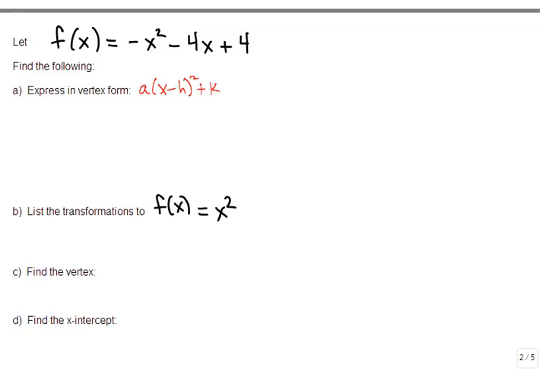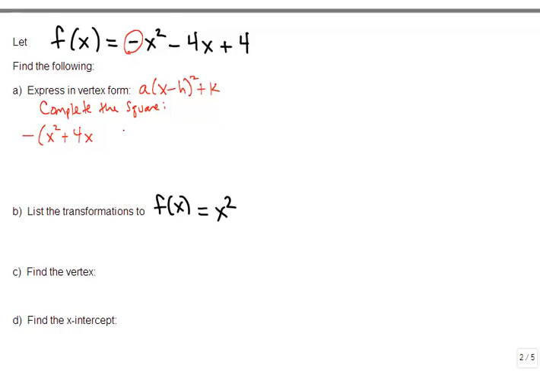There are two ways to do this, and I'm going to show you both. The first way is probably not the way I would recommend, but it's possible to do it by completing the square. Here's how you would do that. The first thing you need to do is factor out your a, this leading coefficient, from only the two x terms. If I pull out a negative, I'm left with a positive x squared and a positive 4x.